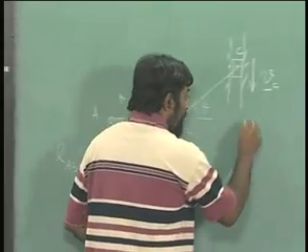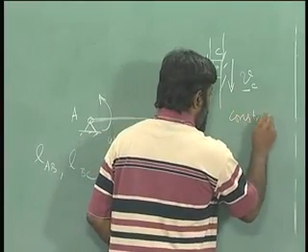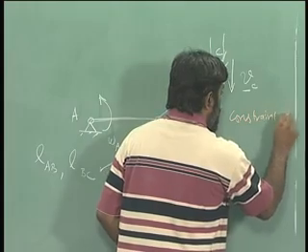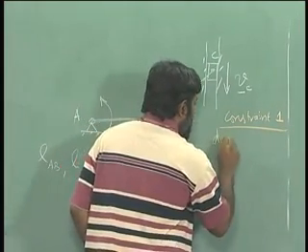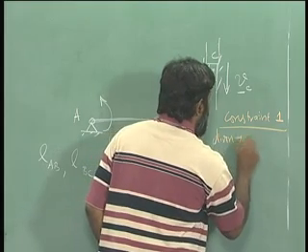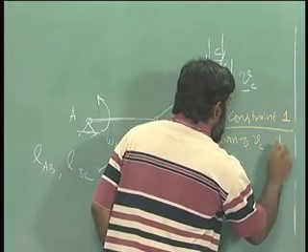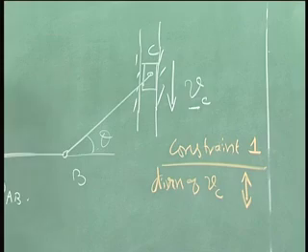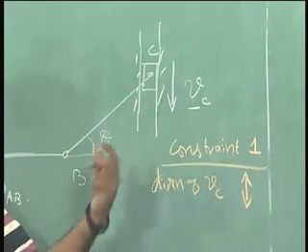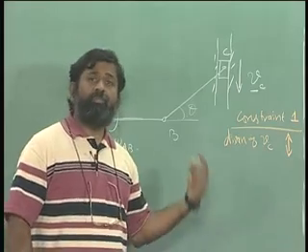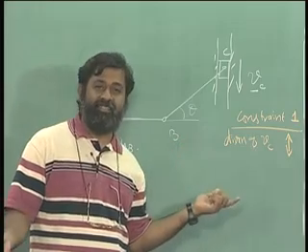If you can identify the constraint number 1, what is that? The direction of VC is vertical, that is something we know. The velocity of this is, let us say, given; we will come to that. Well, before that we will identify the constraints.